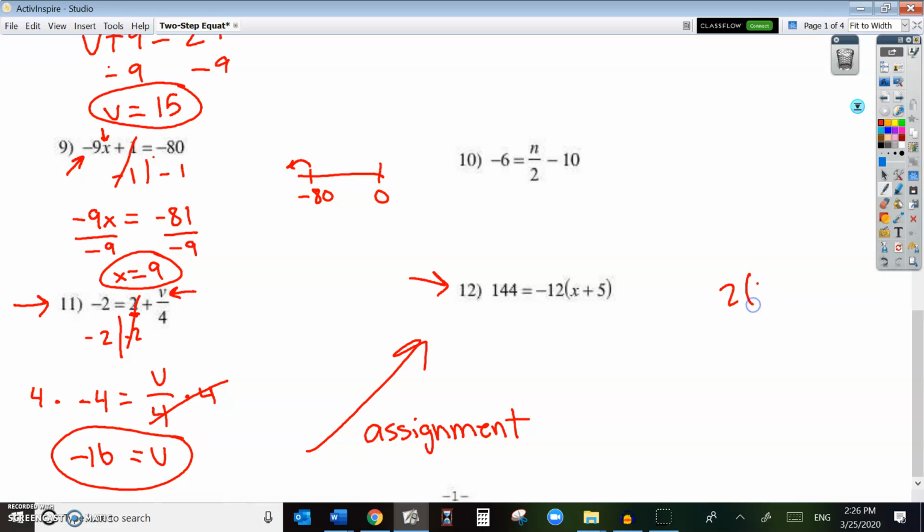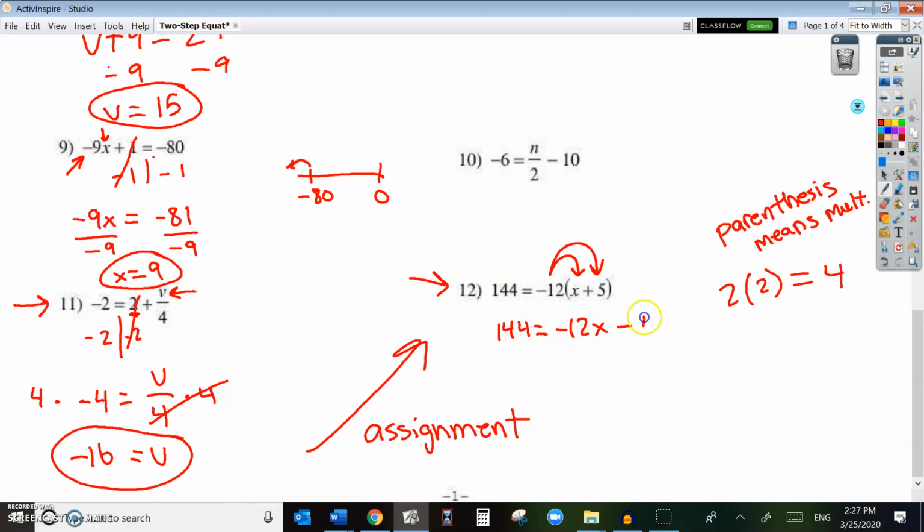You know that 2 parentheses 2 equals 4 because parentheses means multiply. Multiply. Okay, so multiply negative 12 times x, multiply negative 12 times 5. 144 equals negative 12x minus 60. Now you need to add 60 on both sides.